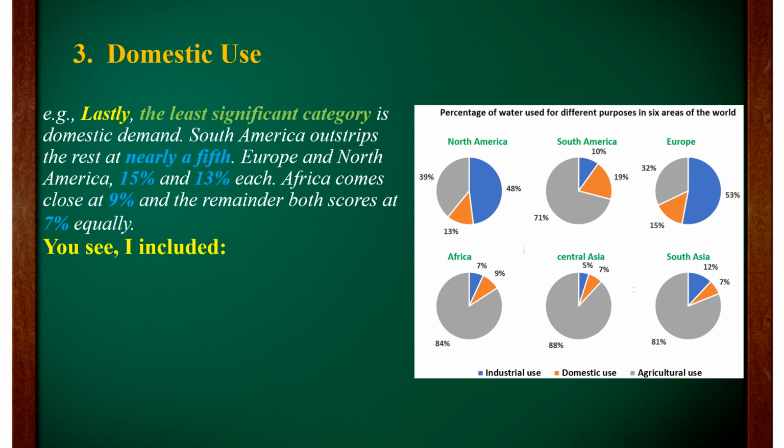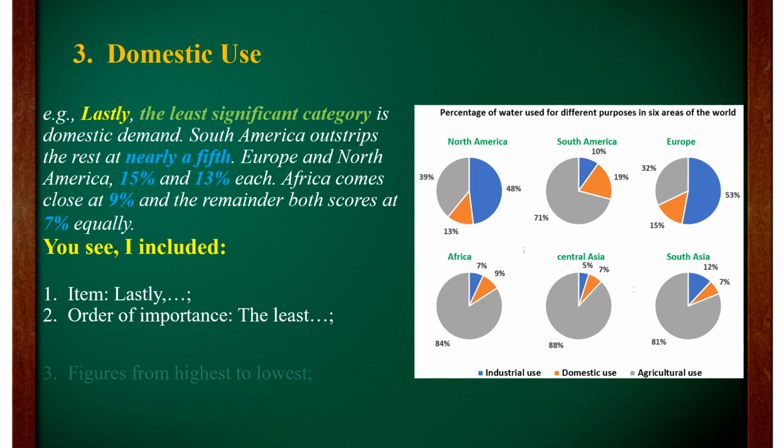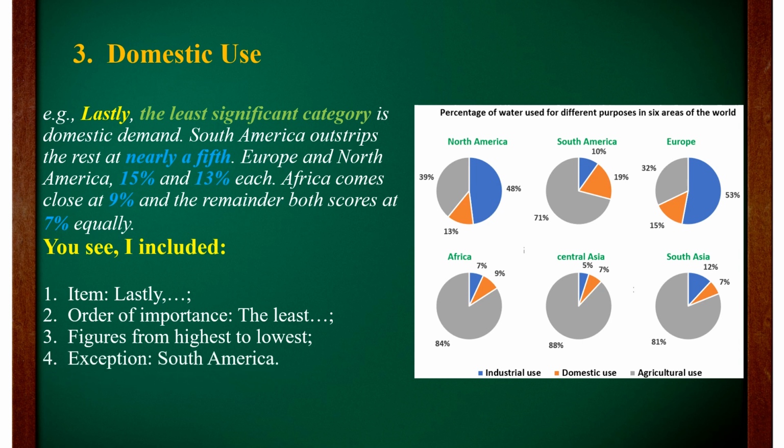To do this, I use the chronological order lastly to mean that it is the last sector in the report, and the words the least significant category to alert the reader that the proportions in this category are the lowest. Then I still maintain describing from the highest to the lowest figure orderly. In this section, South America is considered as an exception because it stands out from the rest, including other 3 countries that it previously shared similar trends with in both agriculture and industrialization.